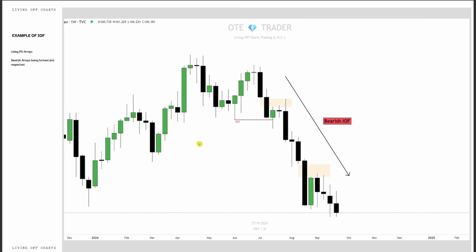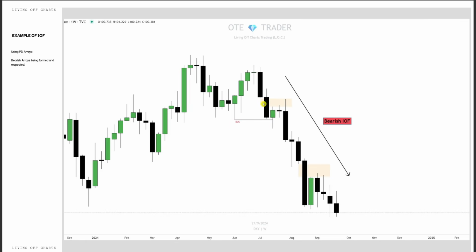We want to use PD arrays. So for example, bearish arrays being formed and respected. That's one sign that you're in bearish institutional order flow. We can see that happen over here, right? We can see a break of structure. Price forms a failure swing here. So a lower high in this structure of price action, because this is the highest high here. Then we have a lower high here. Price goes through this low, breaking structure.